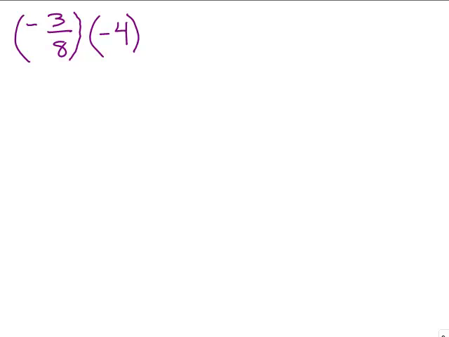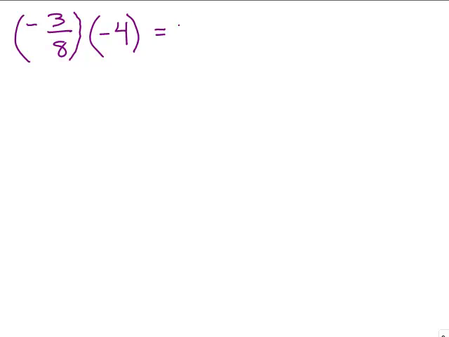All right, here's our next problem. We have negative 3/8 times negative 4. Is this going to be a positive or a negative answer? Well, negative times negative is positive, so all we have to do is multiply 3/8 times 4. We know the answer is positive, so we don't need to write a positive sign.